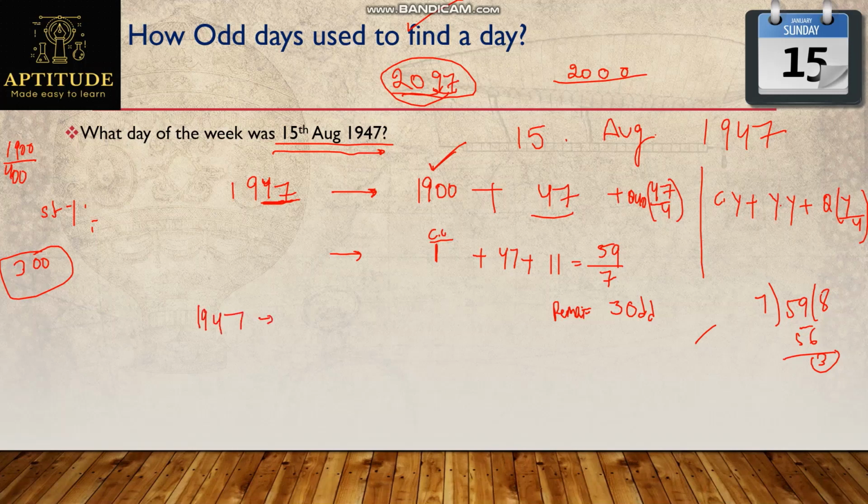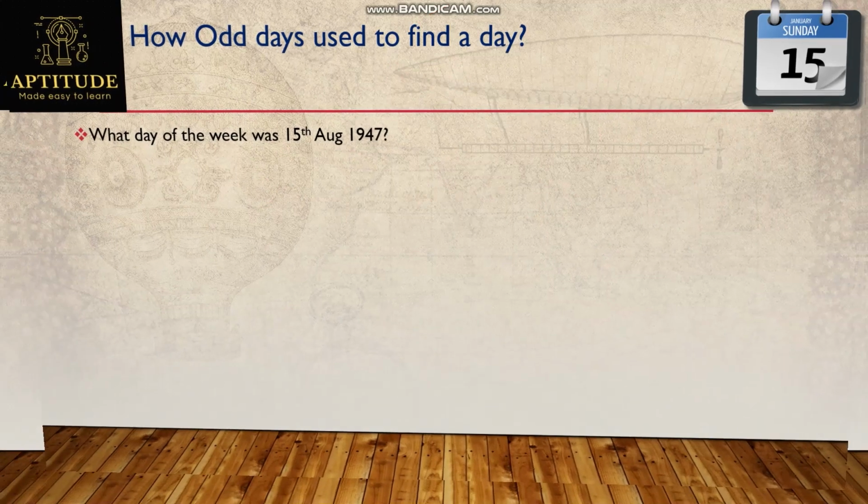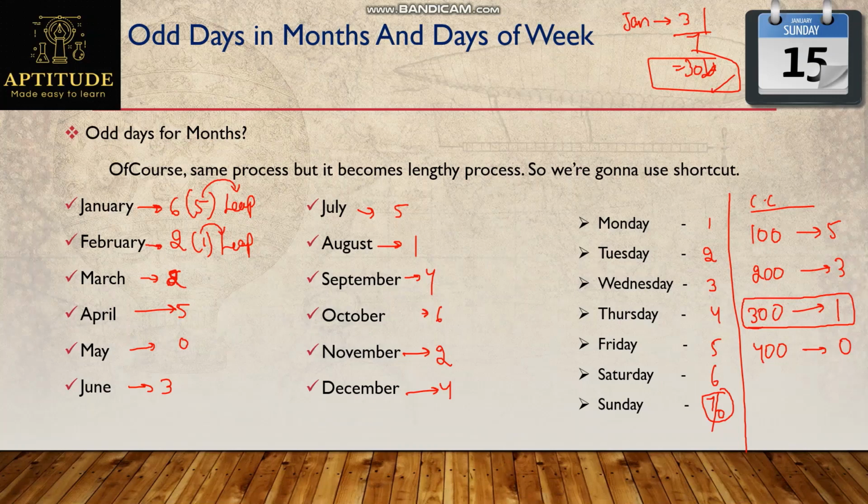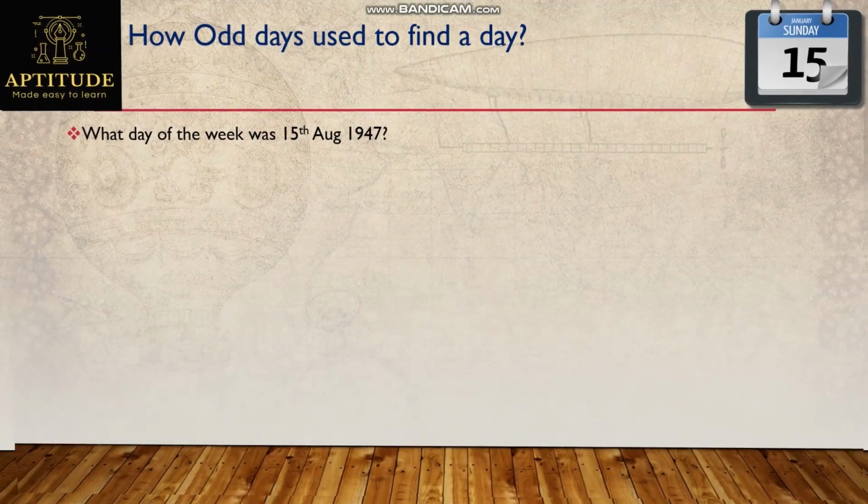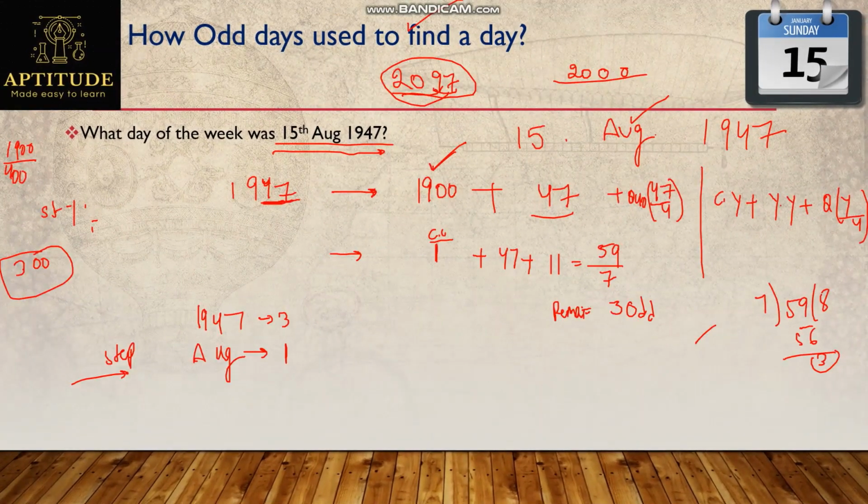So write it here. Step 2, add the month value. August is the month, right? What is the odd days code for the month August? We already discussed that for August, odd days is 1. So write that value here. And simply add up the date, whatever value is given. The date is 15th, so add 15. 15 plus 3 is 18, 18 plus 1 is 19. So a total of 19 odd days till here.